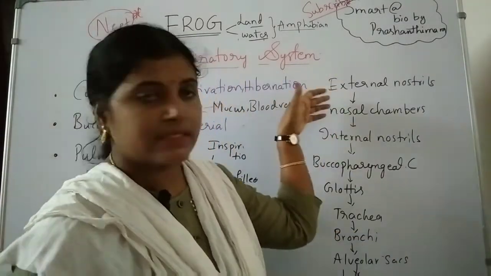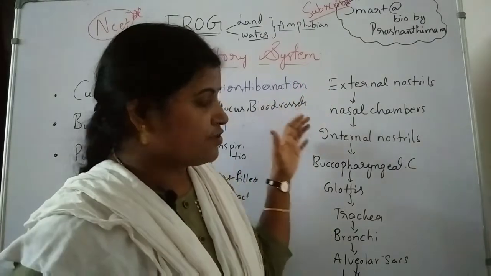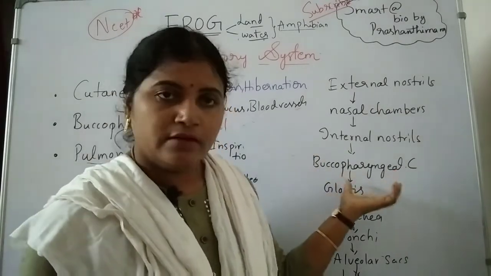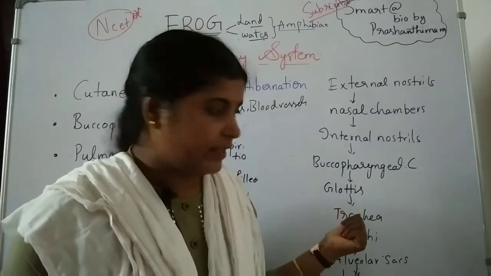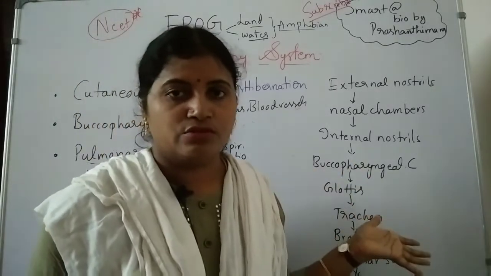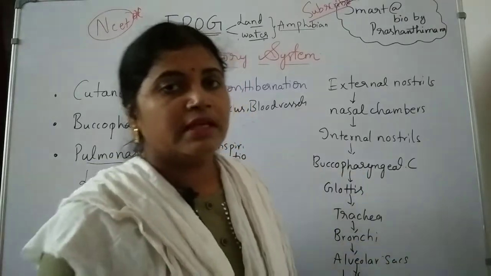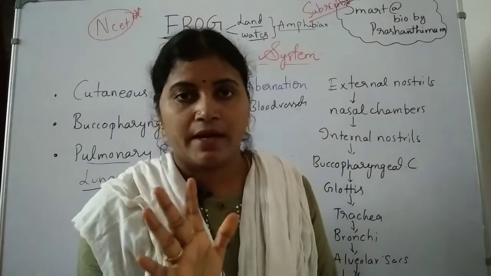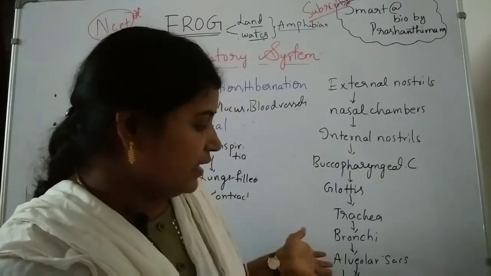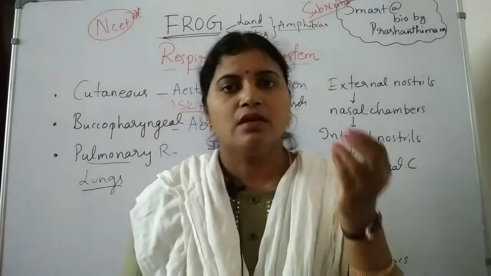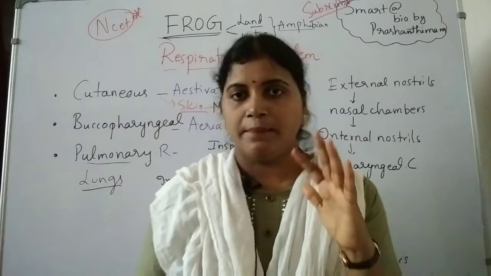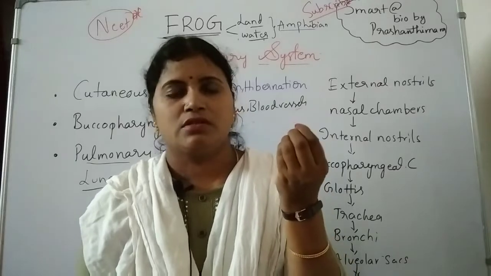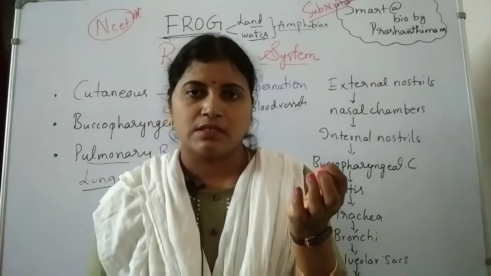Through external nostrils, air enters into the nasal chambers to internal nostrils. Through internal nostrils, it opens into the buccopharyngeal cavity, and from there into the glottis. From glottis to trachea, it opens into the lungs. In the tracheal part, there is a bone-like structure known as the hyoid bone. The lungs are very light in weight, pale pinkish in color, and very delicate structures. The diffusion of the gases takes place in the lungs.